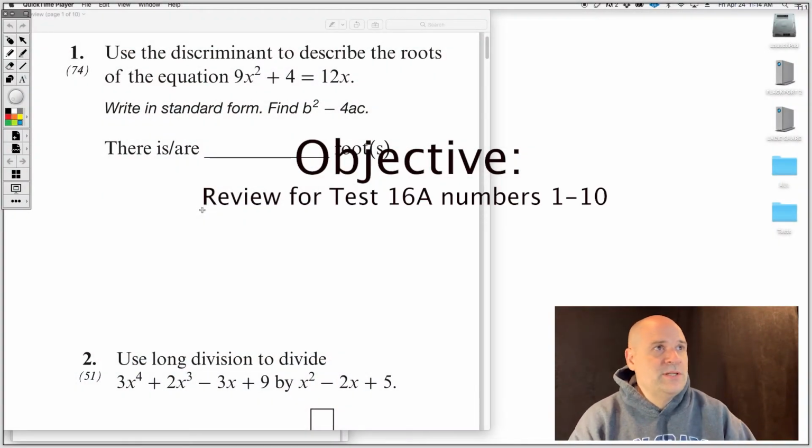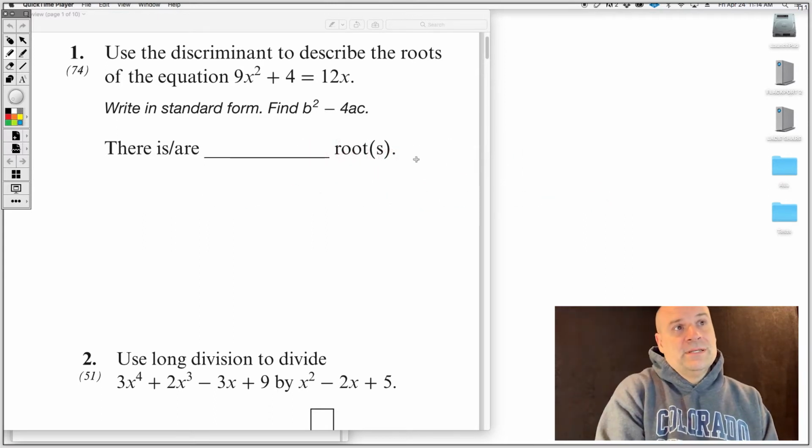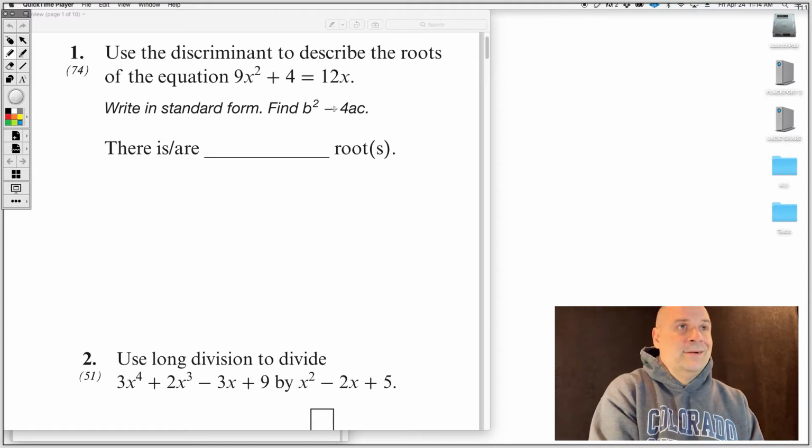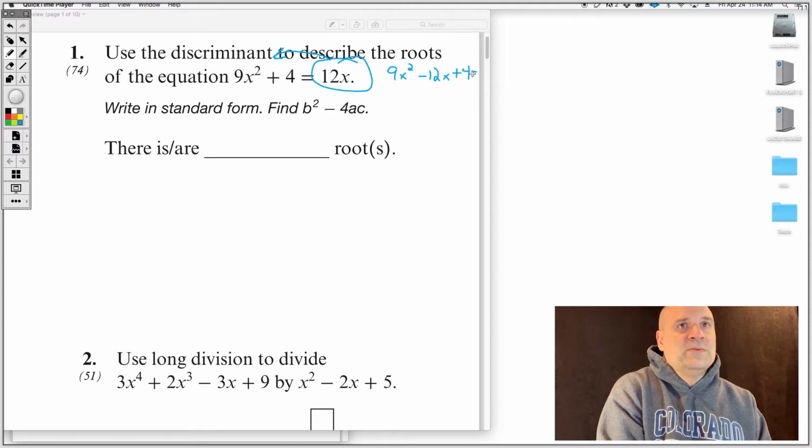All right, number 1. Here we go. Use the discriminant to describe the roots of the equation. First we have to write it in standard form, then figure out what our A, B, and C are. All I'm gonna do is get this guy over here. So here's my standard form, 9x squared minus 12x plus 4 equals 0.